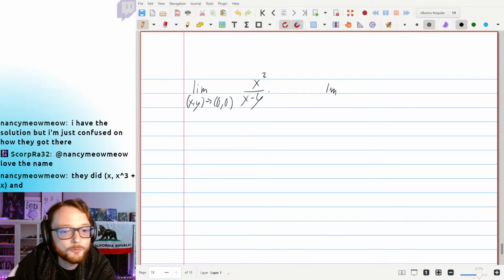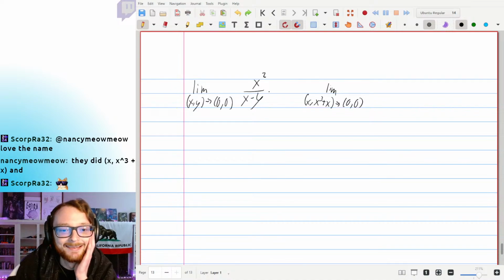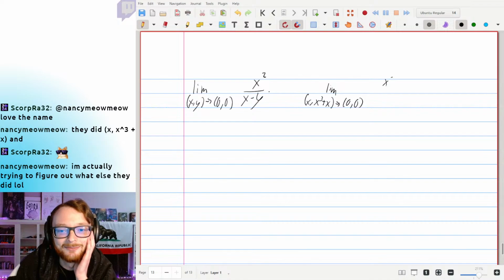Okay, so they took y equal to x cubed plus x. That's an interesting choice. So if x is going to 0, then x cubed plus x is also going to 0. Trying to figure out what else they did. Okay. So basically, we take the y that we have there, and we plug in x cubed plus x, minding our parentheses.